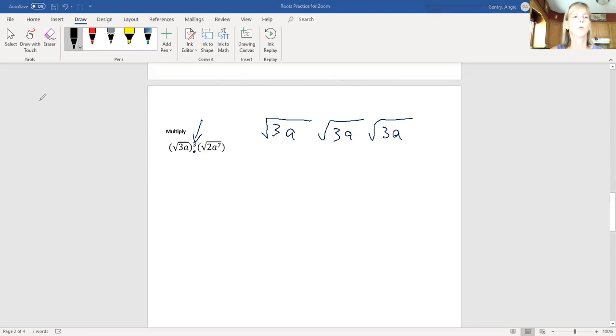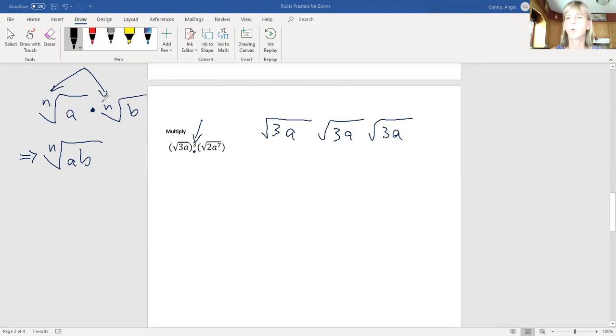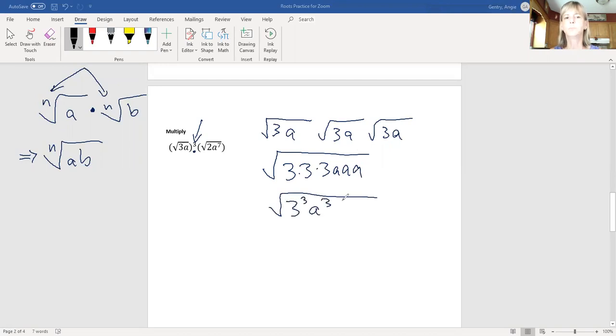So then when you use the product rule, the nth root of A times the nth root of B is the nth root of AB. When you're multiplying, be careful with this, you have to be multiplying or dividing. If the index matches, these two match, you can go under. So in this case, it would be cubed root of 3 times 3 times 3 square root of 3 cubed A cubed. You see? Seems a little tedious.